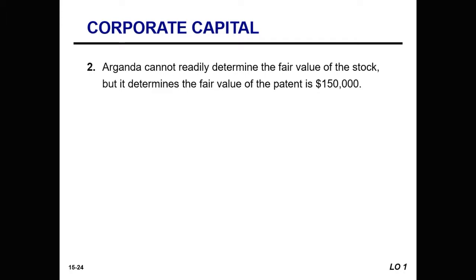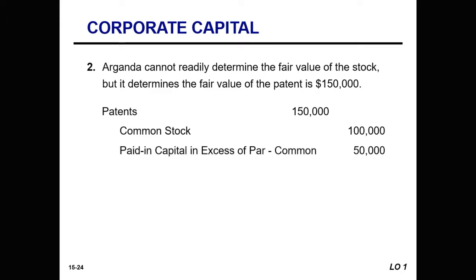So we would increase our intangible assets, the patents account, by $150,000. We'd increase common stock by the $100,000. That's the par value of the shares of stock. And then the additional $50,000 we would credit to paid-in capital in excess of par, common. So here we're going with the determinable fair value of the patent.